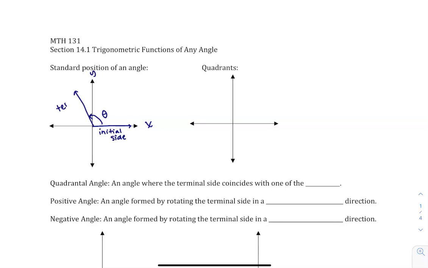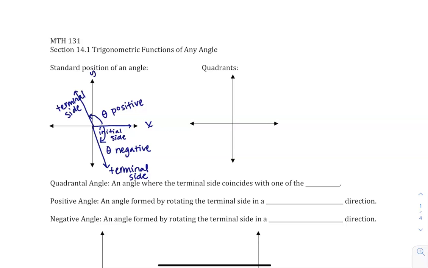So let's call this the terminal side, and that would be in standard position. Now your positive angles will go in this positive direction where it's counterclockwise, but you can also have a negative angle. So maybe we have our terminal side here, and if we want to form an angle here and we want to measure it from the x-axis down to that terminal side, that would be a negative direction.